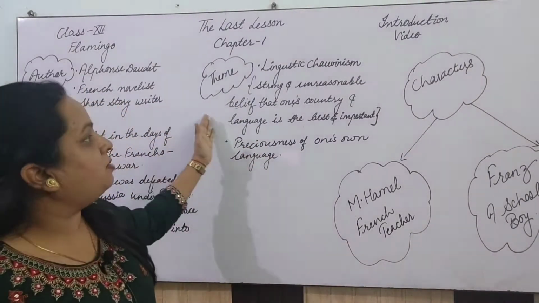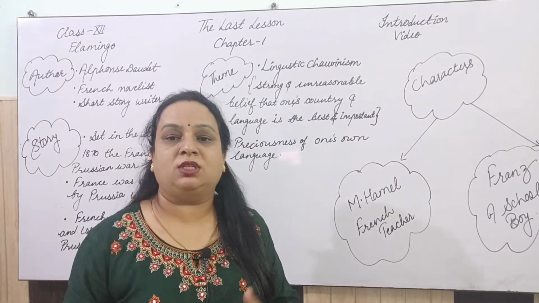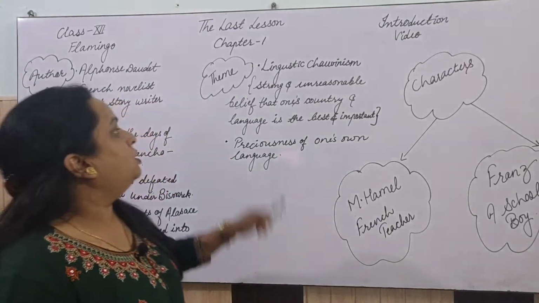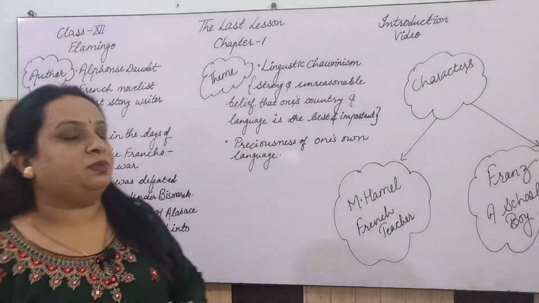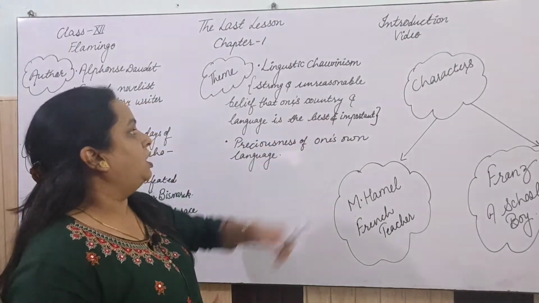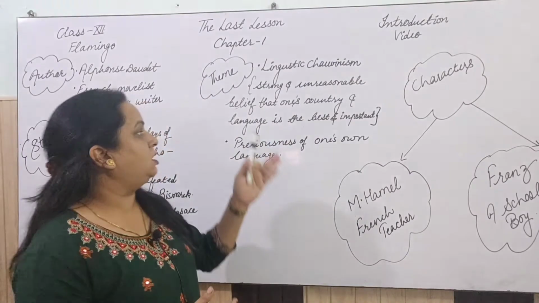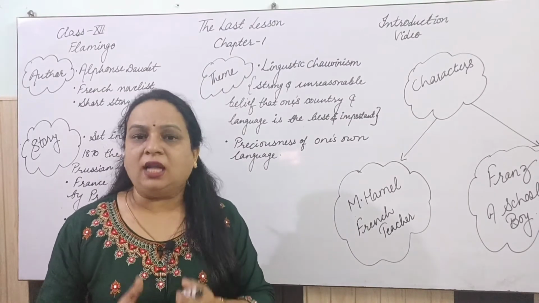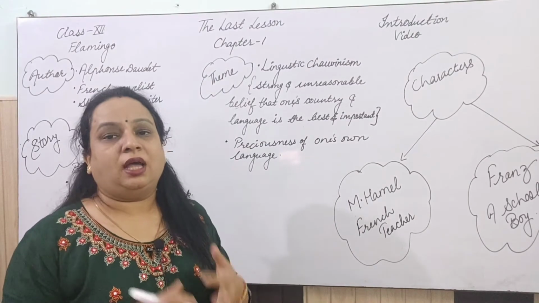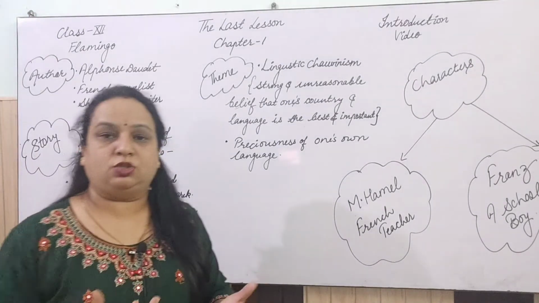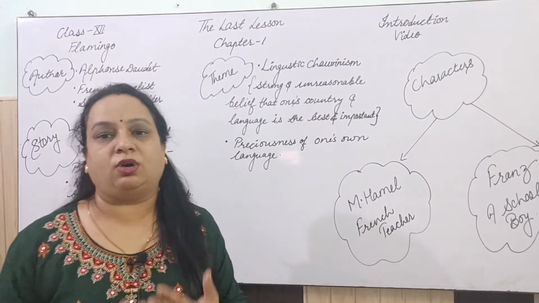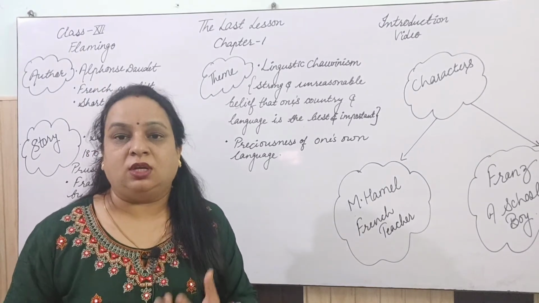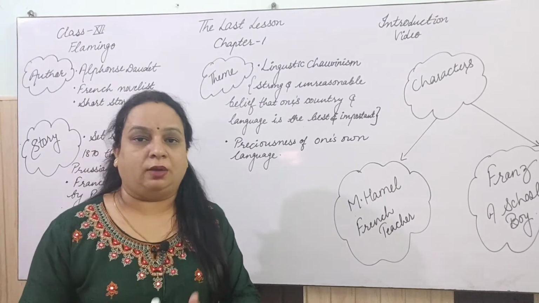The theme of the story, as I told you, is that one must know how important their language, their mother tongue, is to them. This we will learn here. The theme of the chapter is linguistic chauvinism. That means a strong and unreasonable belief that one's country and language is the best and the most important, and that one should be patriotic and know the preciousness of one's language. This respect for the mother tongue should be there in one's blood.